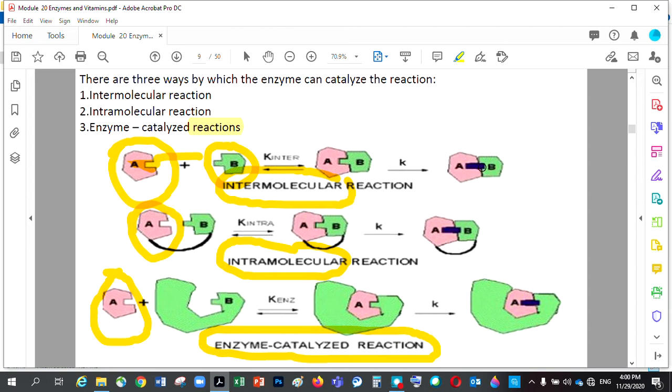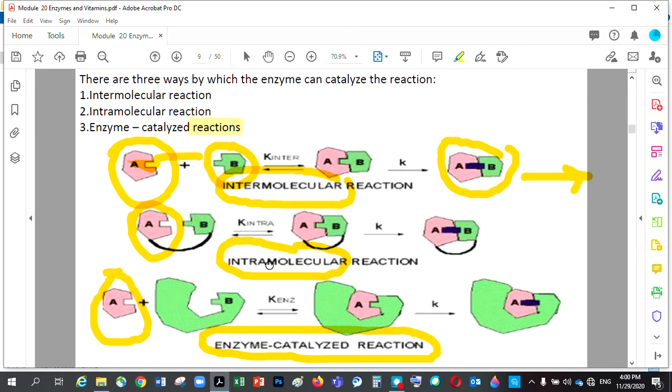So you see here, that's the end here. It goes in and you get a complex looking like this. And then at the end, you get a product. So it goes further to the product, correct? This is just a transition state, the enzyme substrate complex.